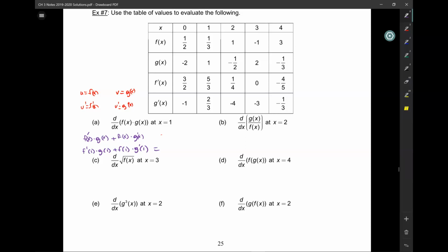So given this scenario, f prime of 1 is 5 over 3. G of 1 is 1. Wait, f prime of 1 is 5 over 3? Yeah, it says it on the bottom. 5 over 3 times 1 plus 1 over 3 times what's g prime of 1? 2/3. So it's 5/3 plus 2/9, right? Which is 17 over 9. No, so not.